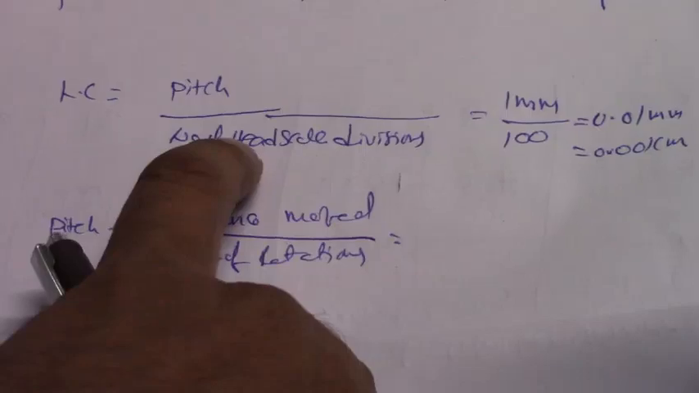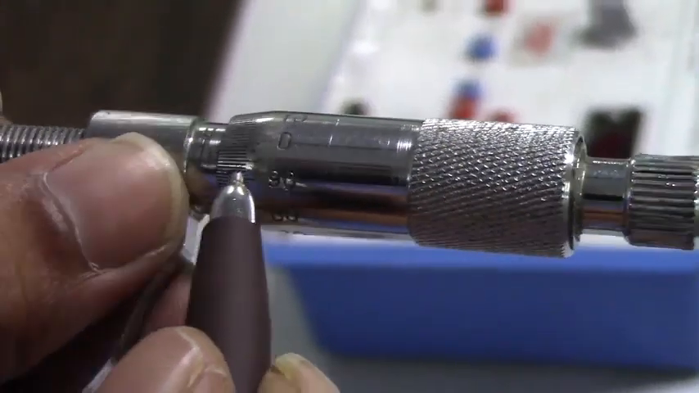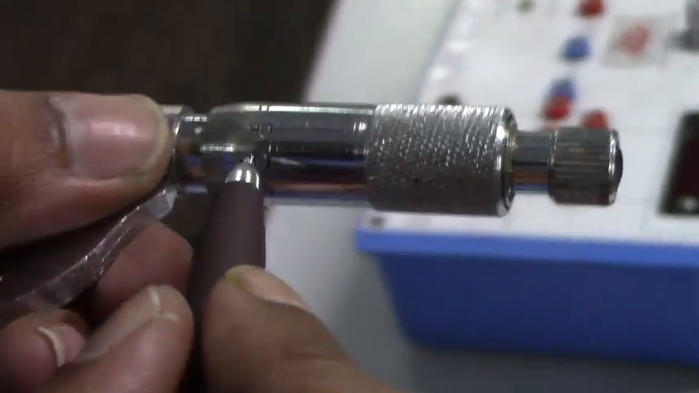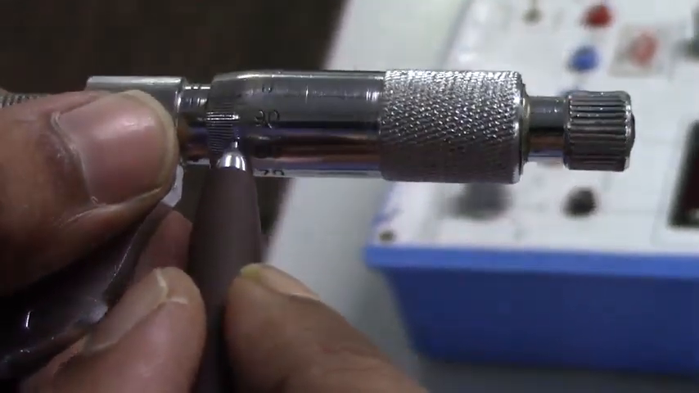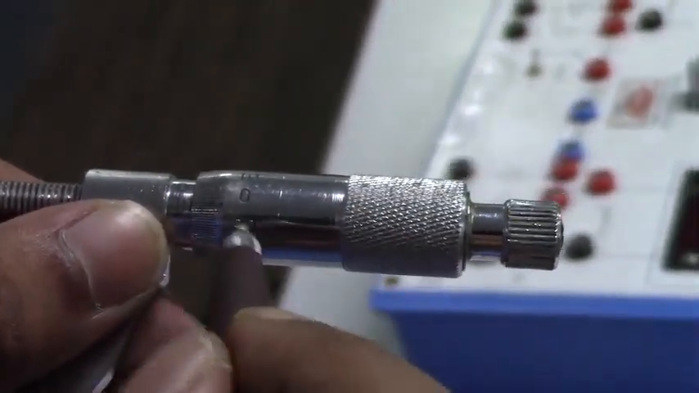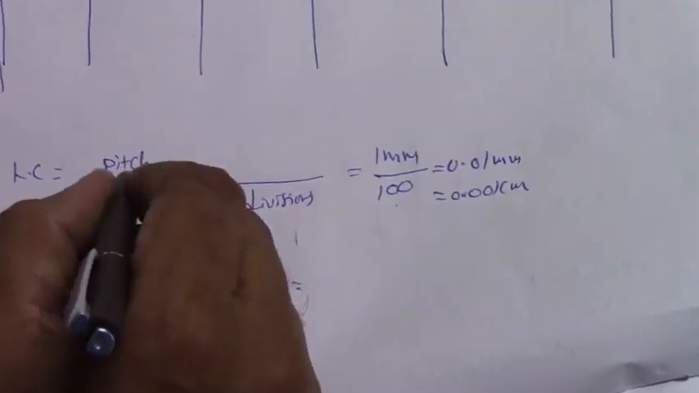Okay, I will explain what is pitch later. First find out the denominator, the number of head scale divisions. Here you observe, students, this is the 0th line on the head scale. 10 lines, 20 lines, 30. If you come back, 90 plus 10 is equal to what? 100. So the total number of head scale divisions are 100. So the denominator, the number of head scale divisions, is 100.